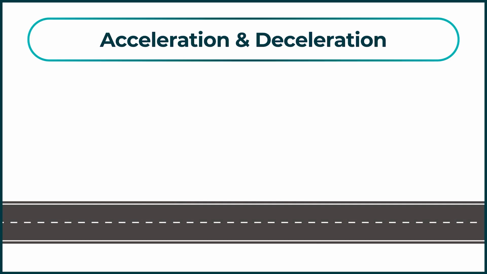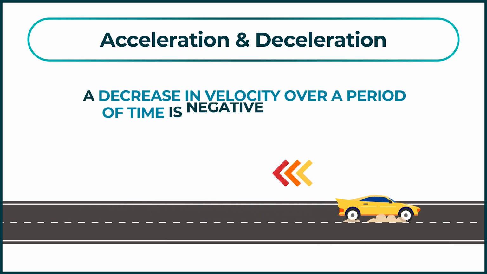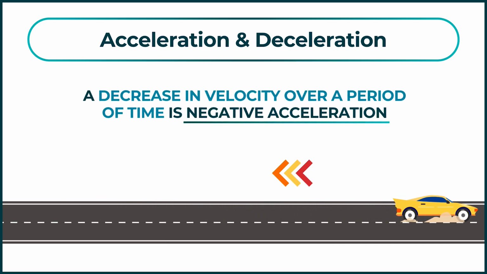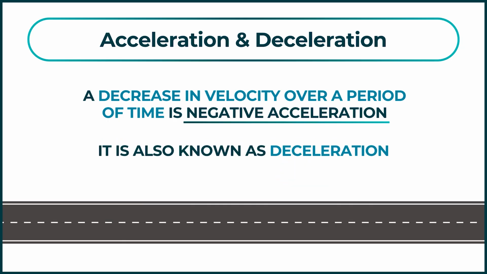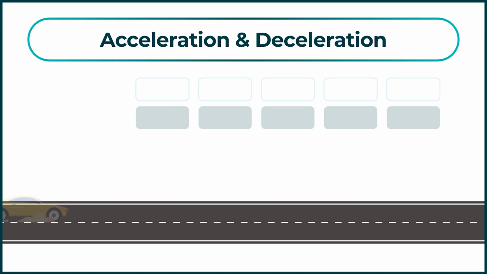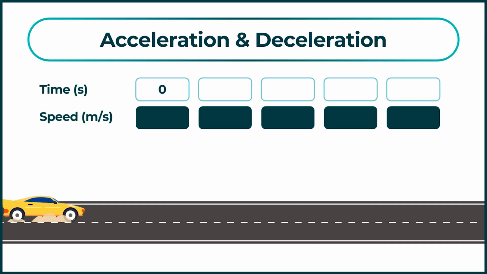Let's look at another scenario. If a moving car decreases its velocity over a period of time, it will be a negative acceleration. Negative acceleration is also called deceleration. For example, when time is equal to 0, the car is already moving at 20 meters per second, which is the initial velocity. After seeing an obstacle on the road, the driver decreases his velocity at a rate of 1 meter per second every second.